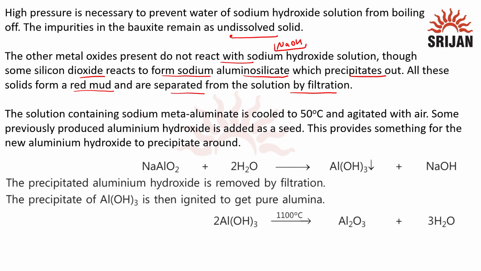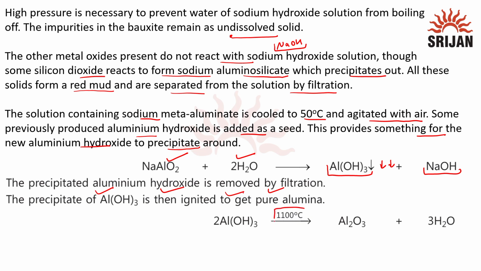Now the solution that contains the sodium meta-aluminate is cooled to 50 degrees Celsius and agitated with air, and previously produced aluminium hydroxide is also added as a seed. This provides something for the new aluminium hydroxide to precipitate around. So when this sodium aluminate reacts with air and water, it releases aluminium hydroxide as a precipitate, that means in solid form, and NaOH is released. The precipitated aluminium hydroxide is removed by simple filtration, and the precipitate is then ignited to pure aluminium oxide.